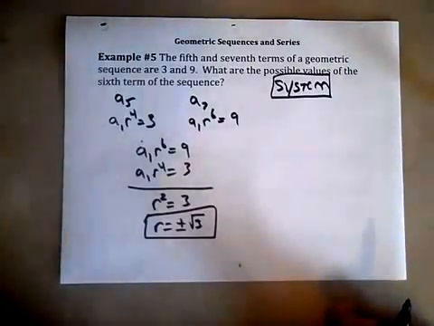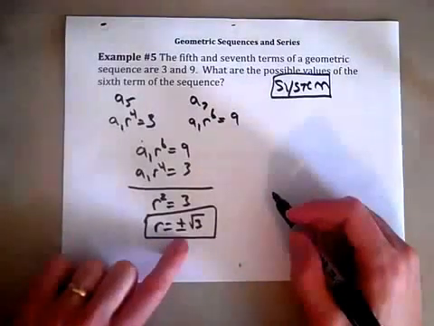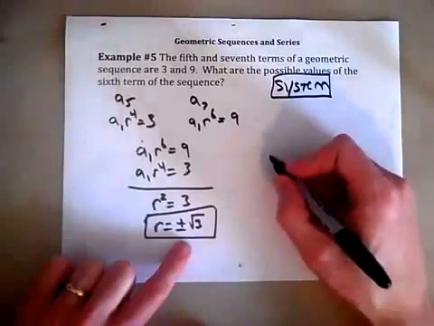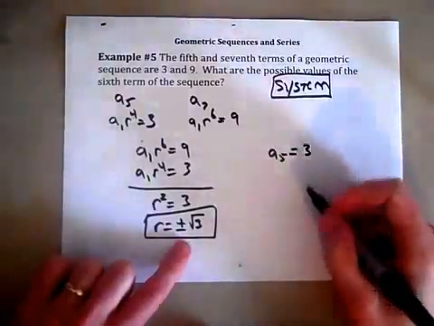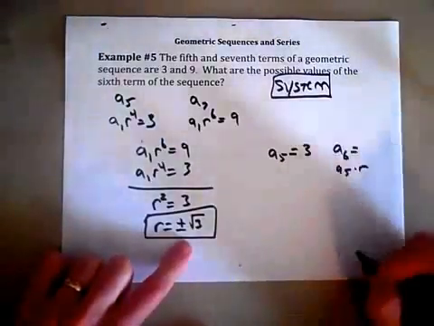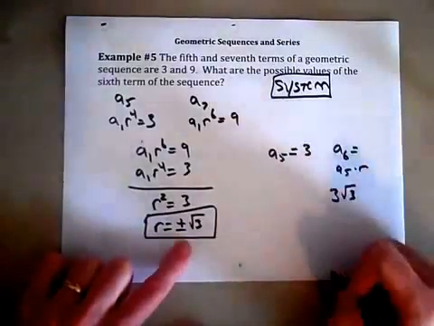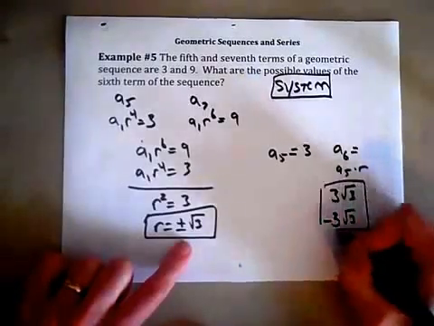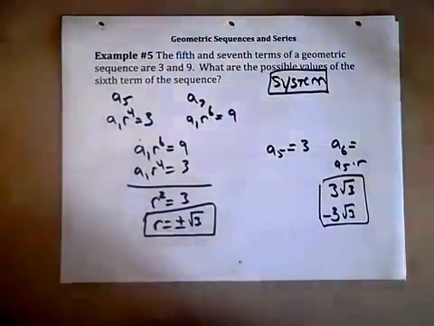Okay, look, we're trying to find the 6th term. The common ratio is plus or minus root 3. Well, we already know the fifth term. So a sub 5 is 3. So that means that a sub 6 is a sub 5 times the ratio. Well, a sub 5 is 3. So one answer is 3 root 3, and another answer is negative 3 root 3. Done.